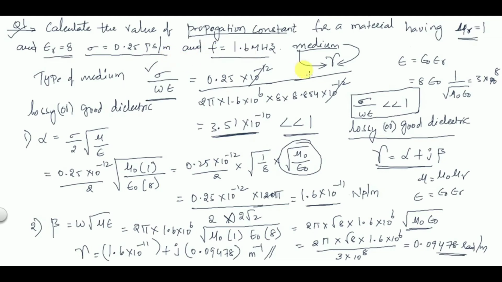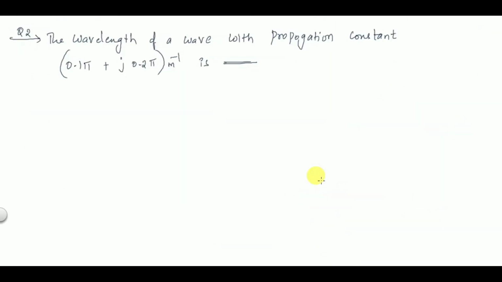So this is how we can find the propagation constant for a given data. If you are not given the type of medium, you have to find the type of medium by using the concept of loss tangent. So this model is very important. Next we'll see one more simple problem.